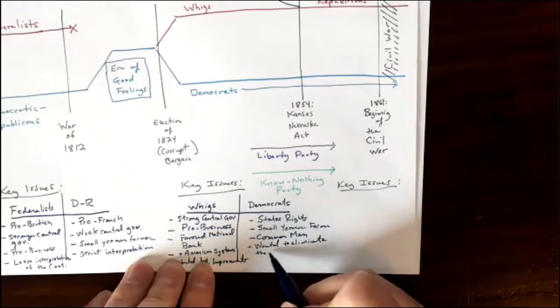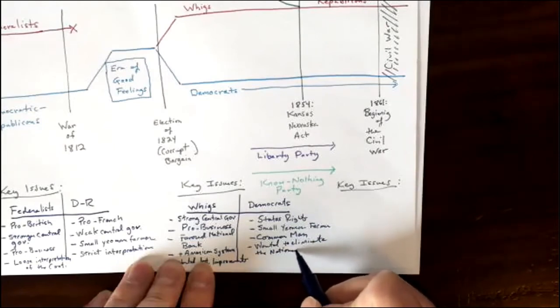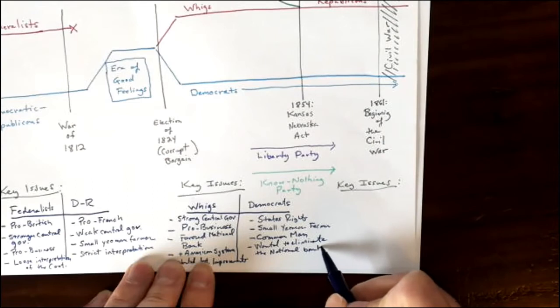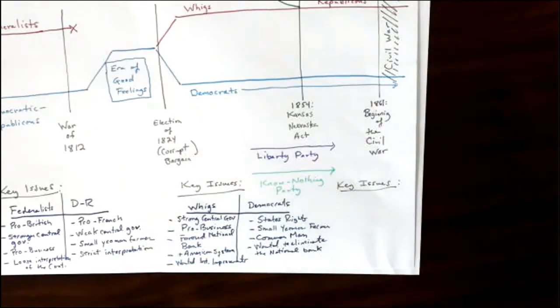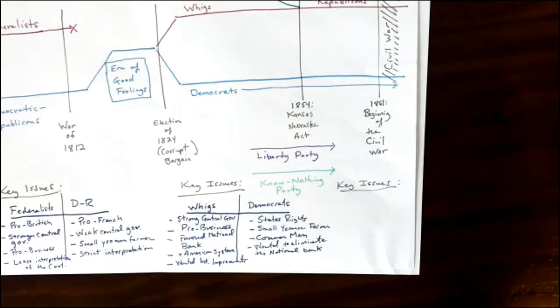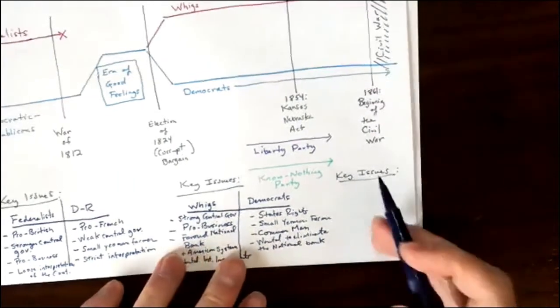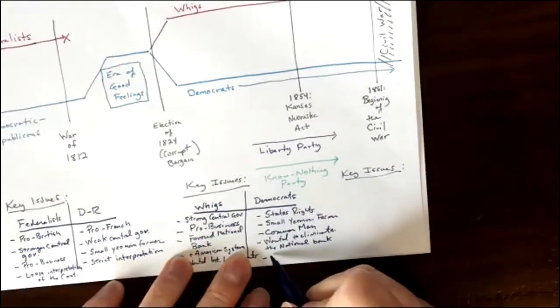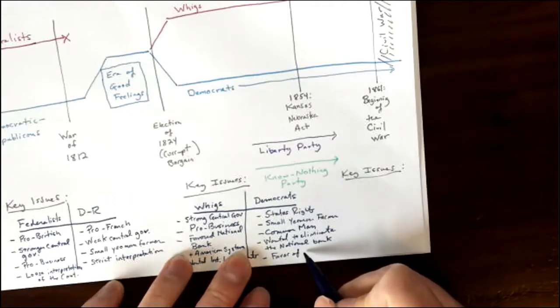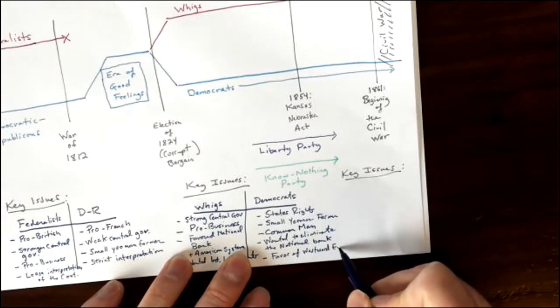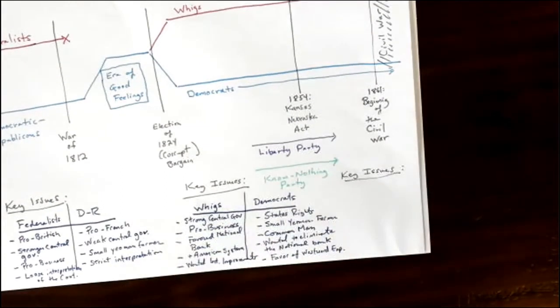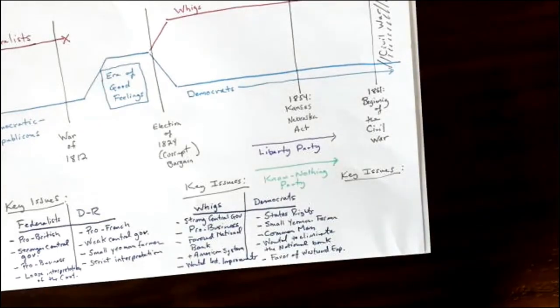the national bank, because they saw it as an elitist institution. In addition to that, they also wanted no internal improvements, and they were more likely to favor westward expansion. I'm running out of room here, so I'm going to put they were in favor of westward expansion. But note for yourself that they also opposed internal improvements because they thought that was a threat to states' rights.